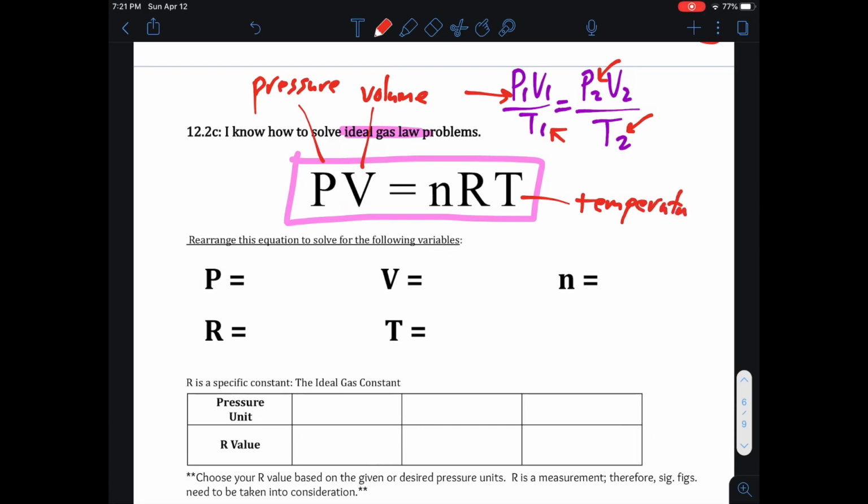So we're not talking about a change in the circumstances, right? We're not talking about an initial container and we're changing it in some way, like changing its pressure, temperature, volume. Instead, we're just relating all the variables at one moment in time. We also have two more variables. What are these things, N and R?